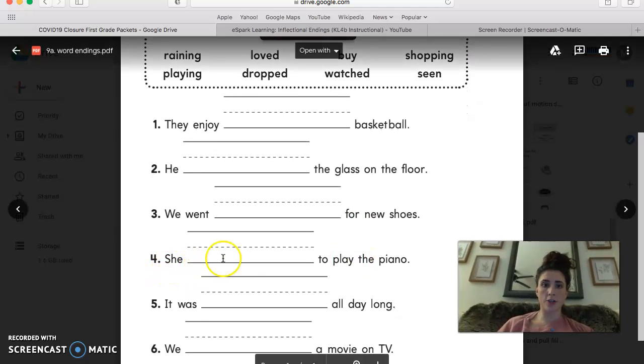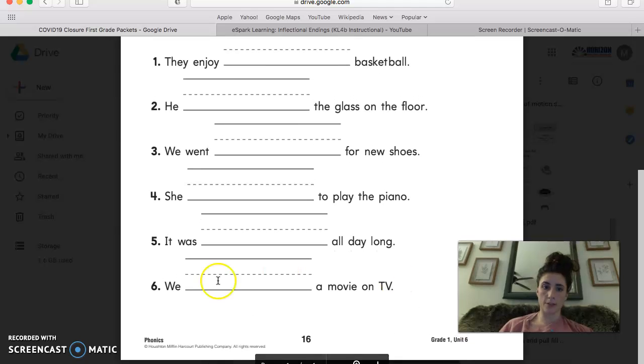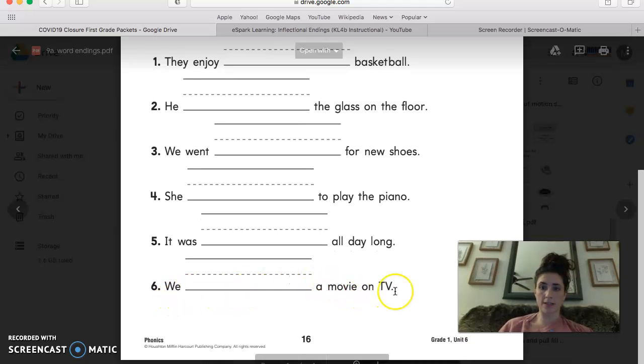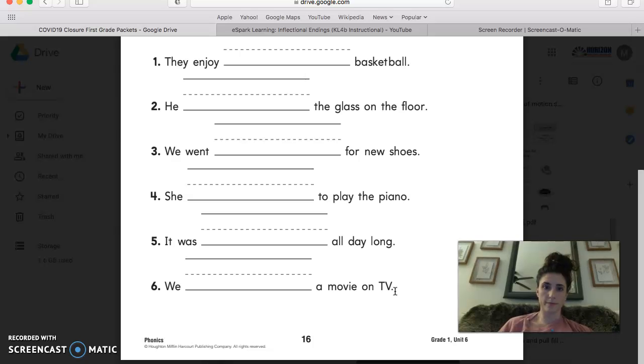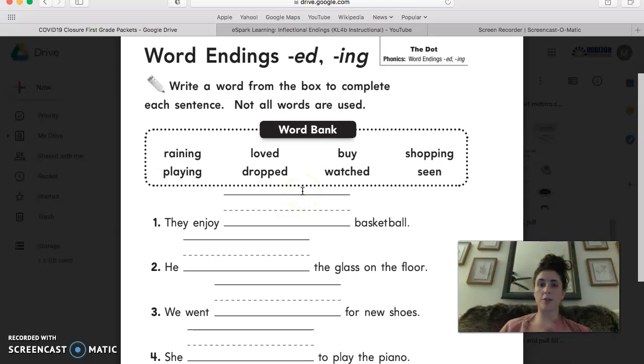Number 4, she blank to play the piano. Number 5, it was blank all day long. And number 6, we blank a movie on TV. All right, so make sure you're using these words. You're only going to use them once, so go ahead, cross them off when you're done so you know which ones you have left. Let me know if you have any questions, and I will talk to you later.